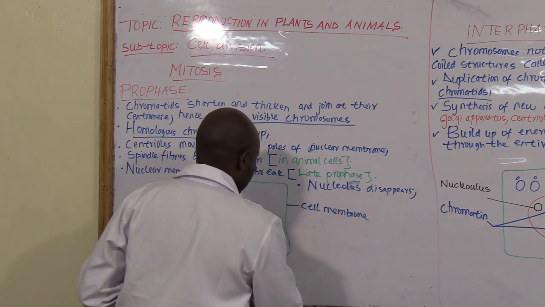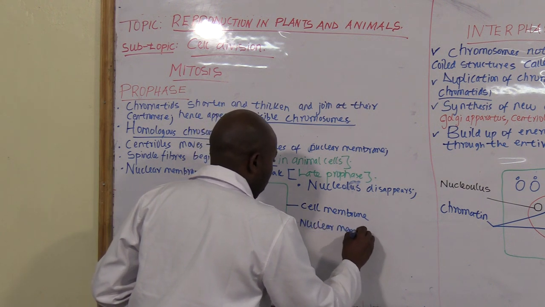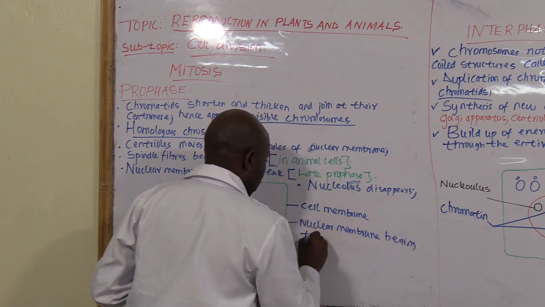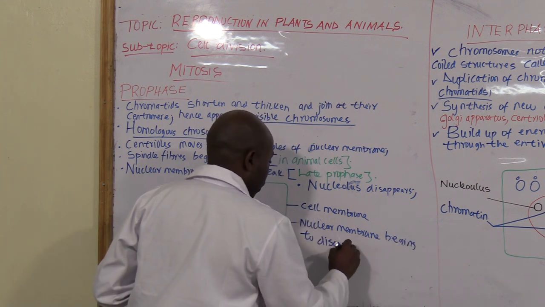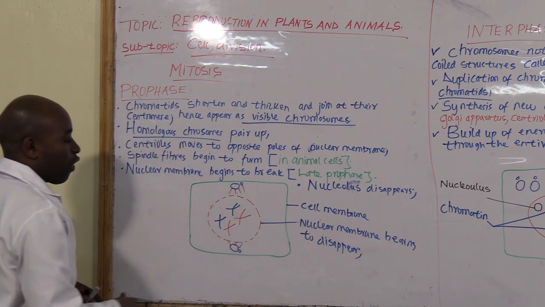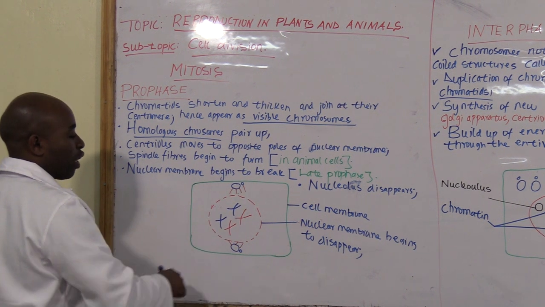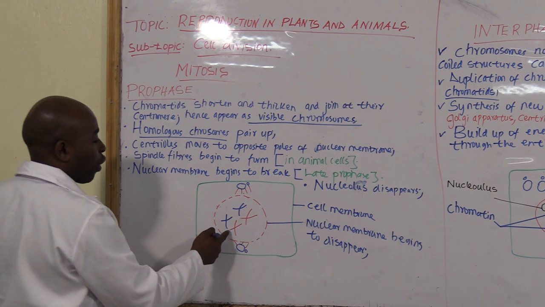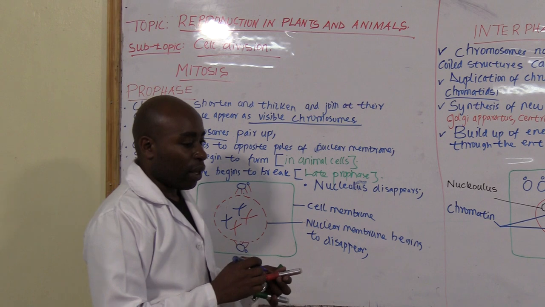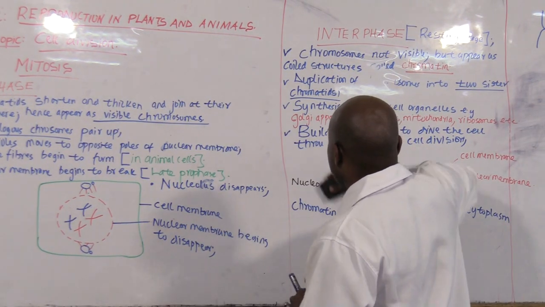Cell membrane, nuclear membrane begins to disappear, and then the centrioles have migrated to the opposite poles, and spindle fibers begin to form. Then here you have homologous chromosomes pairing up within the nucleoplasm. Let us move forward to the next stage. So that is what happens during prophase.